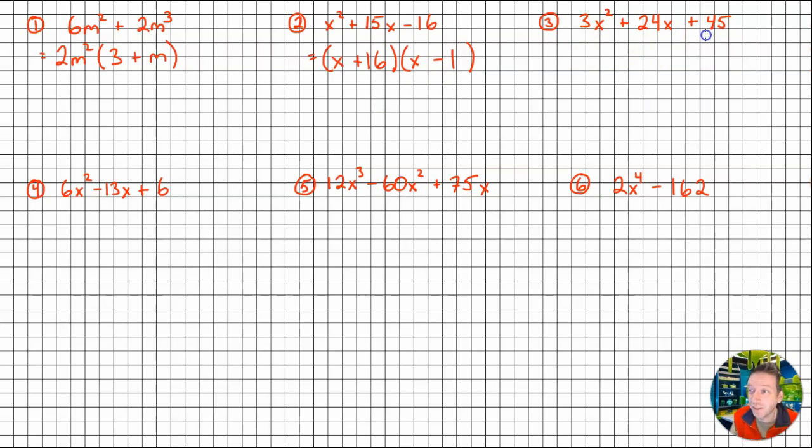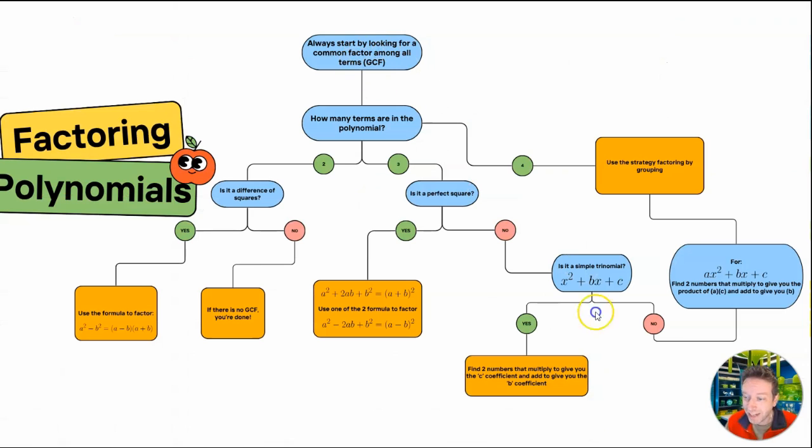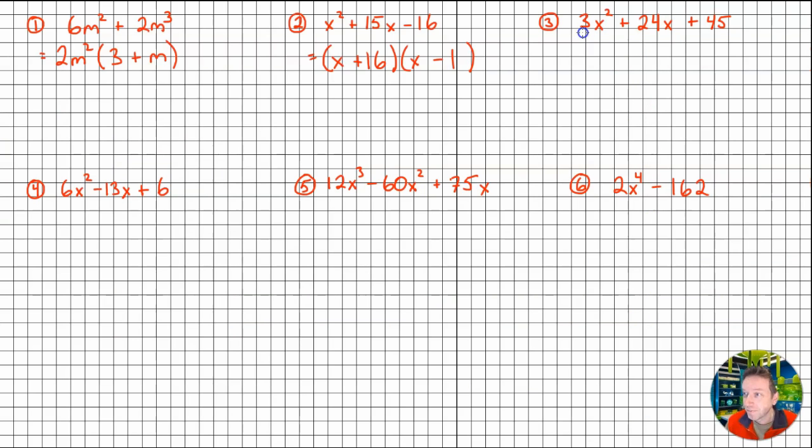All right, let's go on to question number 3. First step, look for that common factor. And it looks like we actually have one. We can pull out a 3. Initially, I thought that was going to be a complex trinomial, but looking for that common factor first can really help you simplify a problem. So let's pull out a 3. That leaves us with x squared plus 8x plus 15.